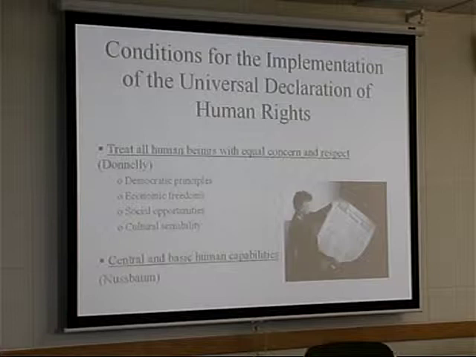In order for this treatment to actually take place, you need four factors. You need democratic principles to be in place. You need economic freedoms. You need social opportunities to be available. And because human rights are supposed to be universal, that doesn't exclude the fact that you need a lot of cultural sensibility as an implementer or promoter to allow those human rights to flourish. A completely different approach to those conditions is what Nussbaum calls her human capabilities. I'm not going to go into details about it, but I want to argue that before those civil and political rights can be implemented, the human being needs those capabilities to function, to appreciate, and then to exercise those rights. So those are just two perspectives on conditions.